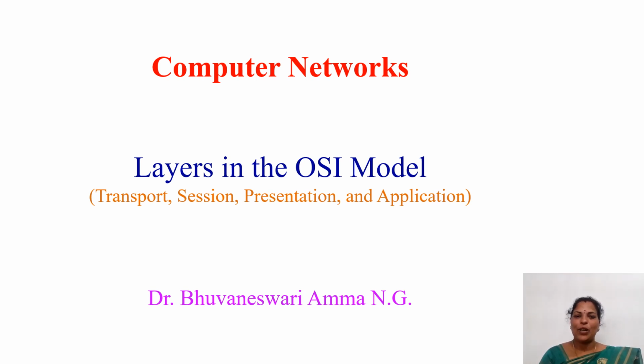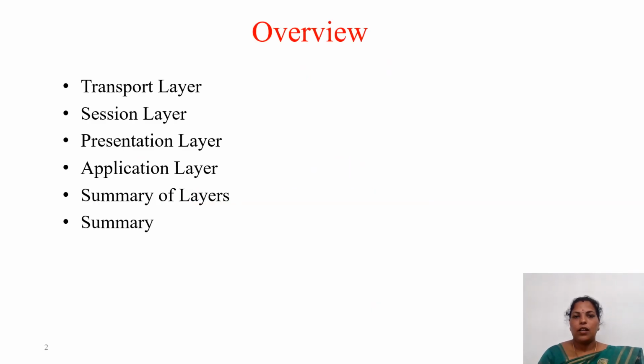In this presentation, we are going to discuss the other layers in the OSI model, like transport, session, presentation and application. In the last presentation, we discussed the first three layers: physical, data link and network layers. In this presentation, we are going to discuss the transport layer, session layer, presentation layer, application layer, then the functionalities of each and every layer, followed by a summary of the layers.